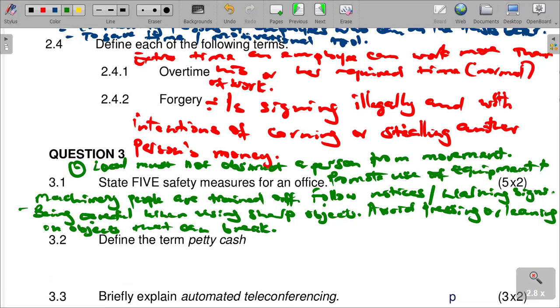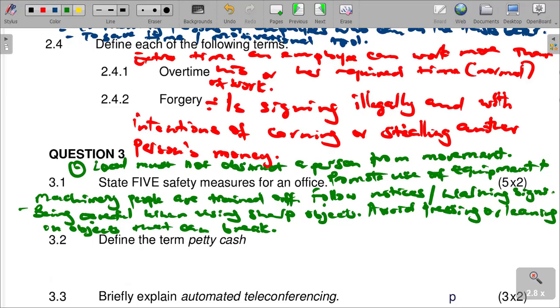And also we can talk about avoiding climbing on chairs and tables. People must not climb on chairs and tables, which can cause accidents. Also, avoid running in corridors or staircases, which may cause people to slip, trip or fall. Running in passages or corridors must be avoided. They should walk softly and professionally.